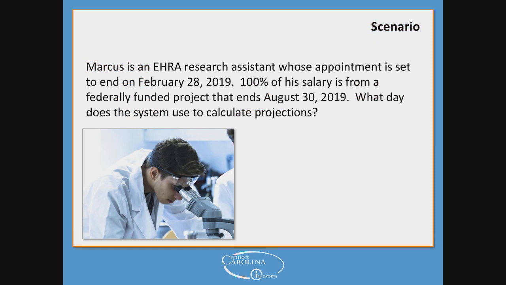All right, let's do another couple of poll questions. Keeping in mind that all 3 factors you have to look at now. We started with those easy ones, but now we've got to move into considering all 3 factors. So you've got your employee group, your funding source, and your end date to look at. Our scenario is that Marcus is an EHRA research assistant whose appointment is set to end on February 28th, 2019, and 100% of his salary is from a federally funded grant that ends August 30th, 2019. What day does the system use to calculate the projections? So think about that for just a minute.